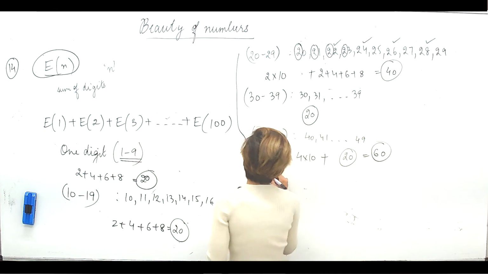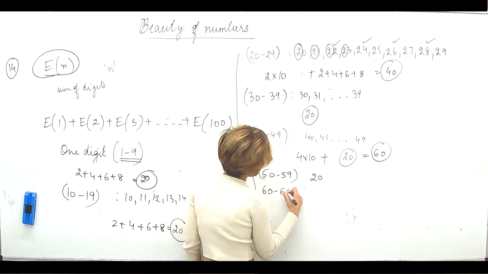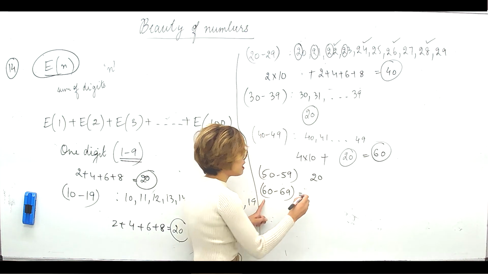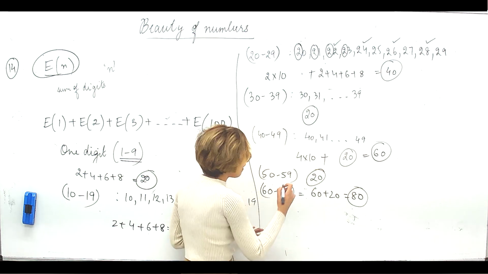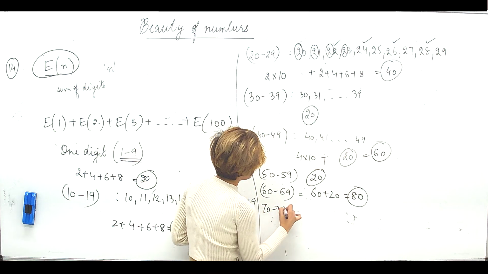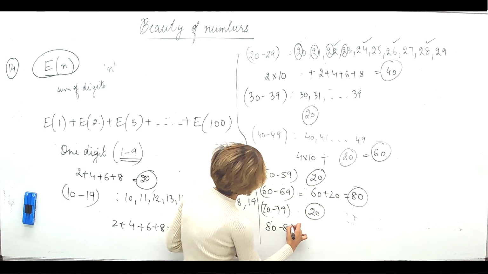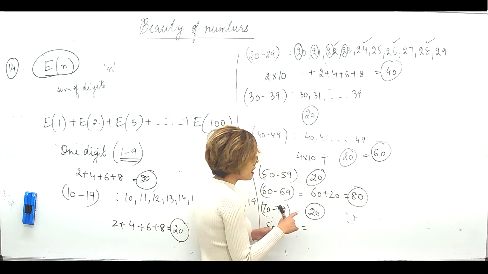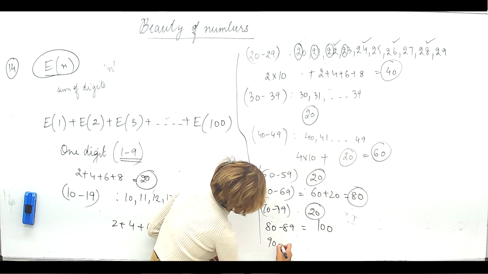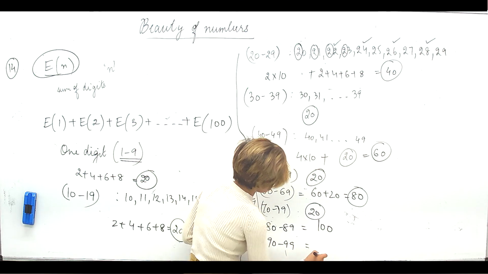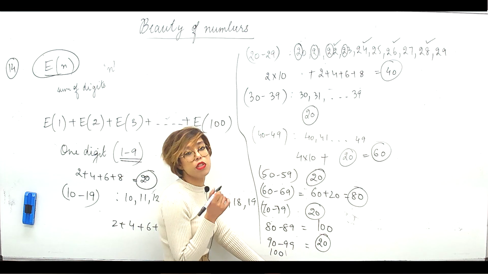Then next, 50 to 59, that will be again 20. Then 60 to 69, that will be what? Now, this is 6 into 10. So, 60 plus 20, which is 80. Right? Now, I am deriving it directly. So, 70 to 79, that will definitely be 20. Then 80 to 89, that will be 8 into 10. So, 80 plus 20, 100. Right? Then 90 to 99, which is what? Which is 20 again. And 100, obviously, I'm not getting anything because 0 plus 0 is 0.